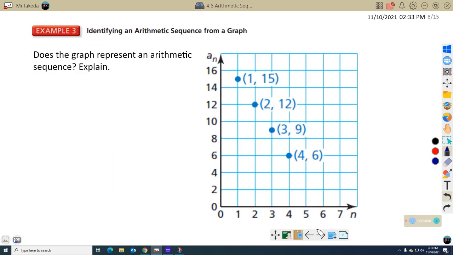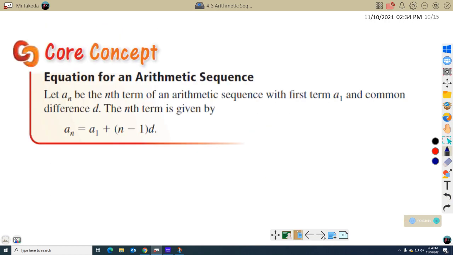Let's take a look at this example. Does this graph represent an arithmetic sequence? Well, they're in a line. But if you're not sure, let's take a look at our differences here. 15 to 12, this would be a -3. 12 to 9, also a -3. 9 to 6, also a -3. So this will be an arithmetic sequence as well, right? So yes, the points are in a line. I also have a common difference of -3 between each of these y values. Okay, we'll do that in class.